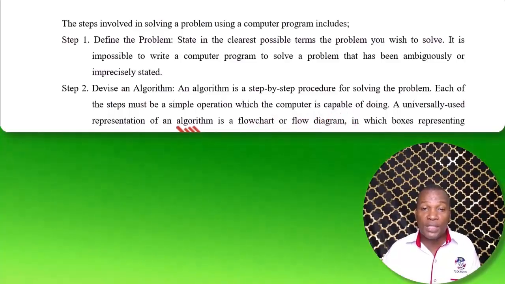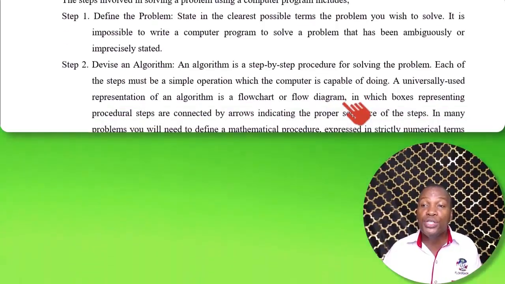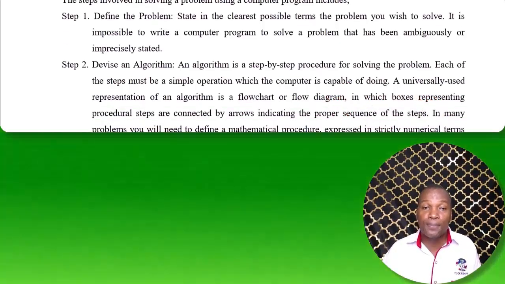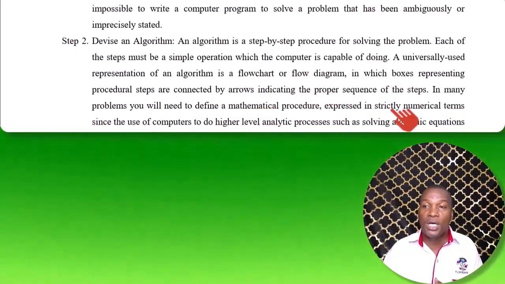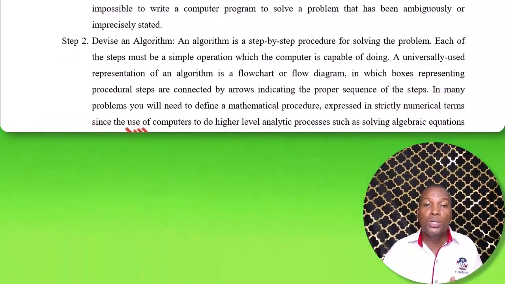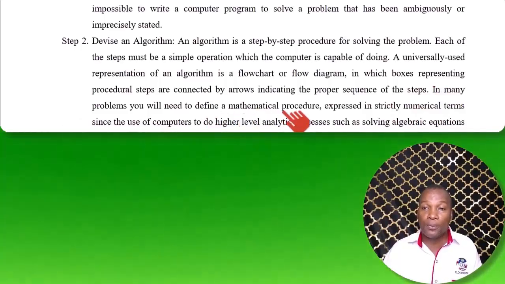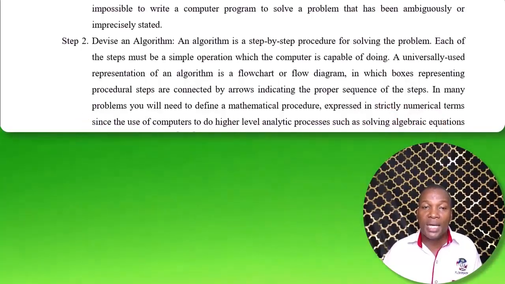A universally used representation of an algorithm is a flowchart or flow diagram in which we use boxes to represent procedural steps, which are connected by arrows indicating the proper sequence of steps. In many problems, you will need to define a mathematical procedure expressed in strictly numerical terms, since the use of the computers to do higher level analytical processes such as solving algebraic equations.